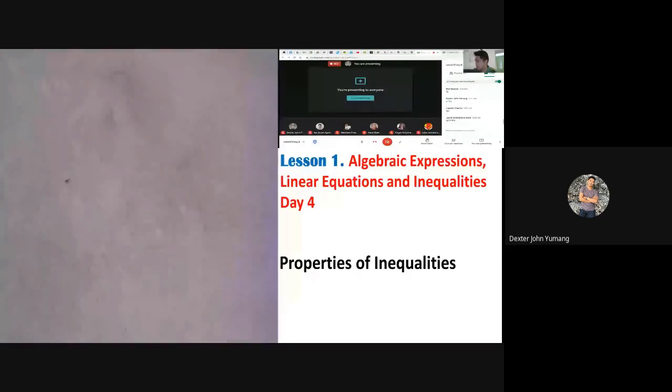So what are these properties of inequalities? These are the reasons why we solve inequalities. For example, we solve, then we divide. Why do we need to divide? You call that one a property. So please copy the title for today's lesson. Type done if you're done.